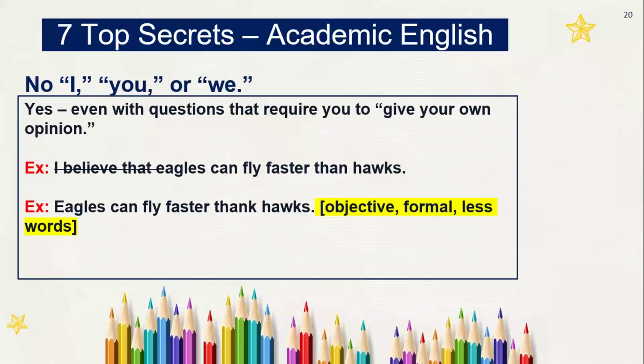So let's look at our example here. I believe that eagles can fly faster than hawks. All right. Again, you can just plainly scratch out I believe that, because if you write simply eagles can fly faster than hawks, then all right, I know that's what you believe or what you're talking about, because that's what you wrote. You don't need to tell me that you believe that. And also you use fewer words, and also it's more formal and objective.